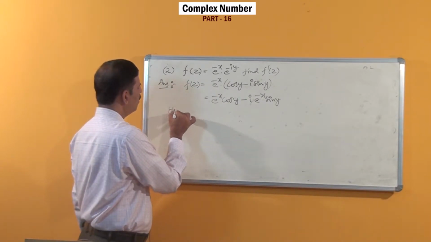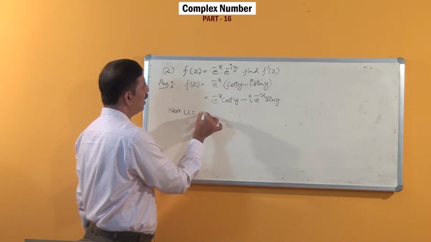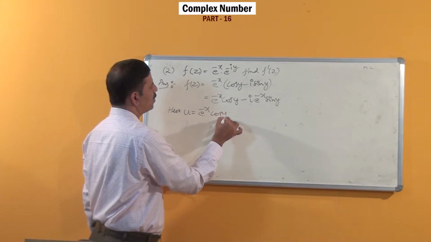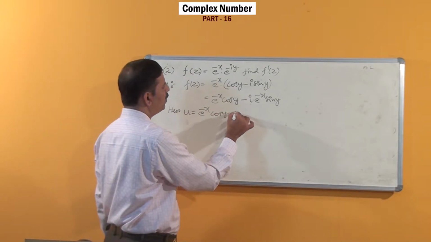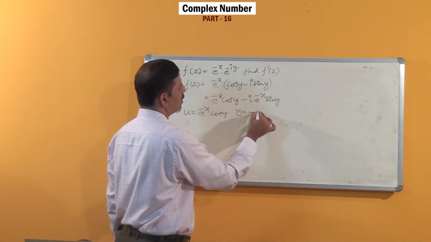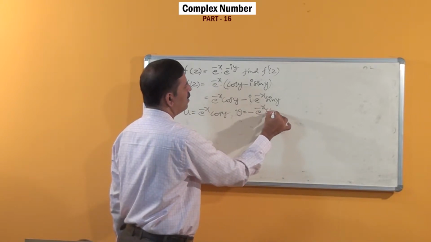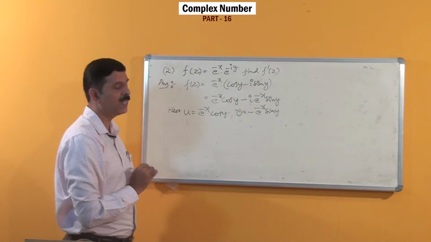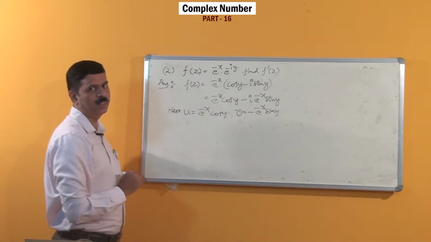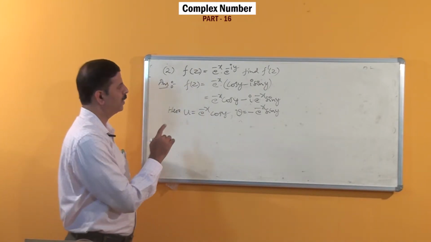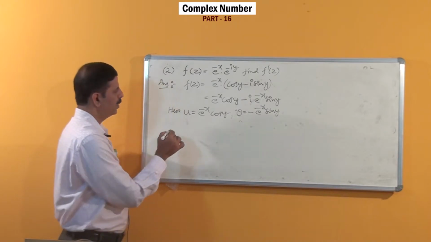Now, what is the u term here? The real part, e power minus x into cos y. And what is the v term here? v is minus e power minus x into sin y. Now we will find the partial derivatives of u and v, as you know.